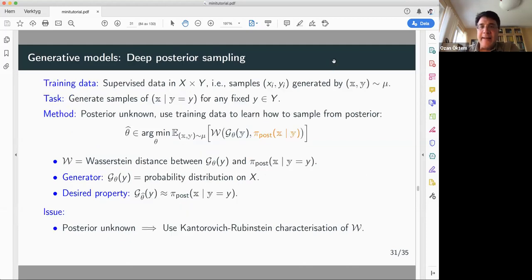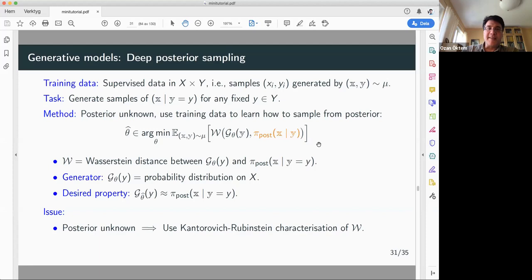Okay, so to explain the approach, here's the deal. You start with supervised data, right? That's our setting. So you are given samples generated by the joint distribution of this. So X is generating in tomography images and Y generates data. And this is the unknown distribution. Now we are interested in generating samples from this random variable, which is the images conditioned on the data.